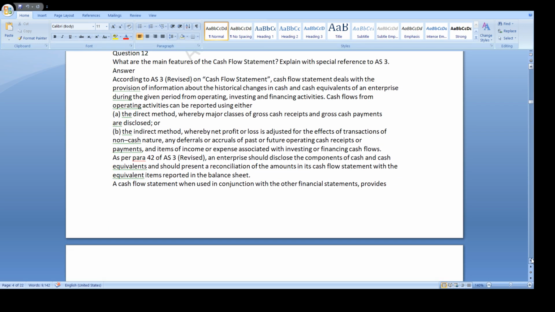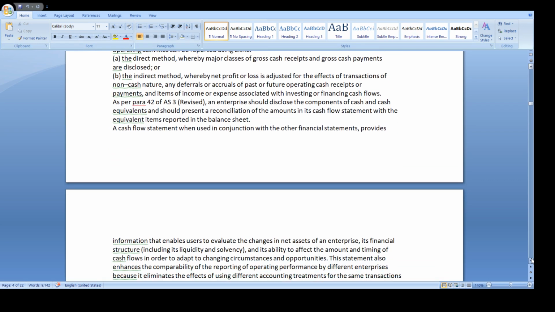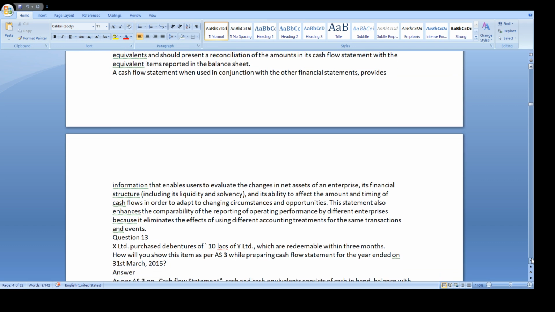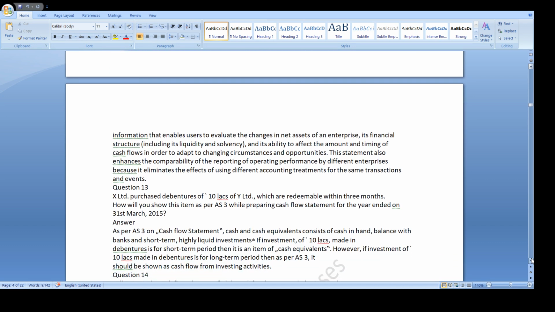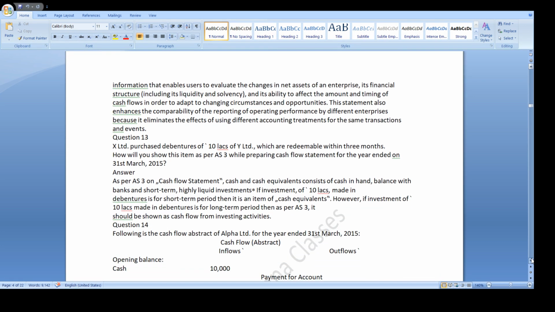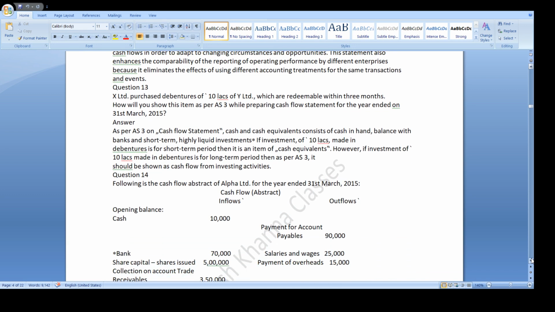Question number 12 is the theory question you can do by yourself. Question number 13. I'm going to show you question number 13.